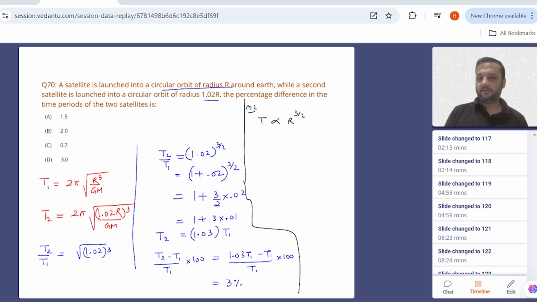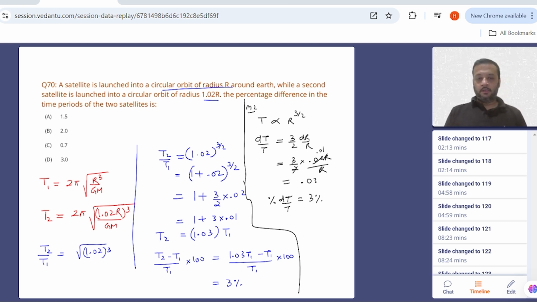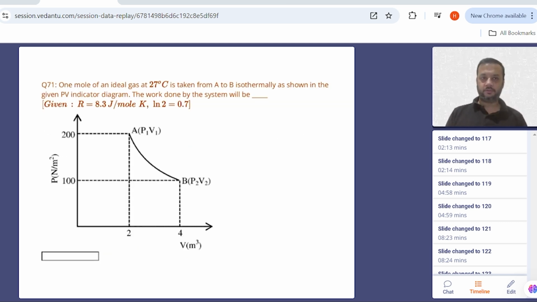So using the concept of errors, we can say that dT by T is equal to 3 by 2 dr by r. Now dr by r, you can see the difference in the radii was 0.02 r. So dr value you can put was 0.02 r. And you can see that dT by T becomes 0.03. Hence, percentage dT by T will be 3%. So this is a very fast method. So let's move on to the next question.